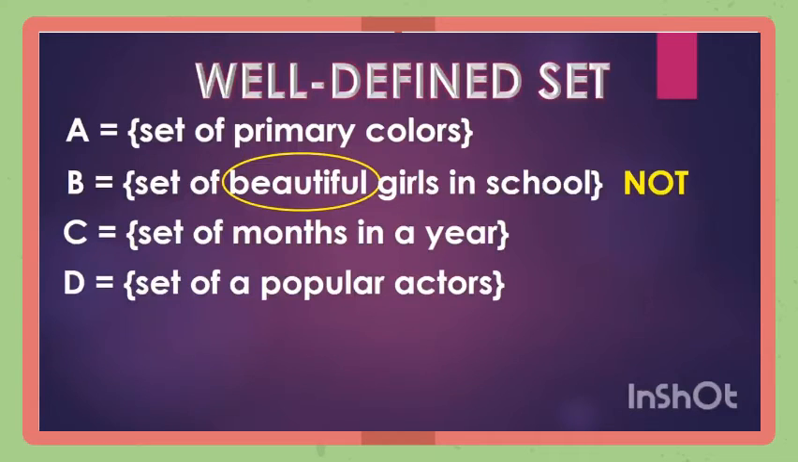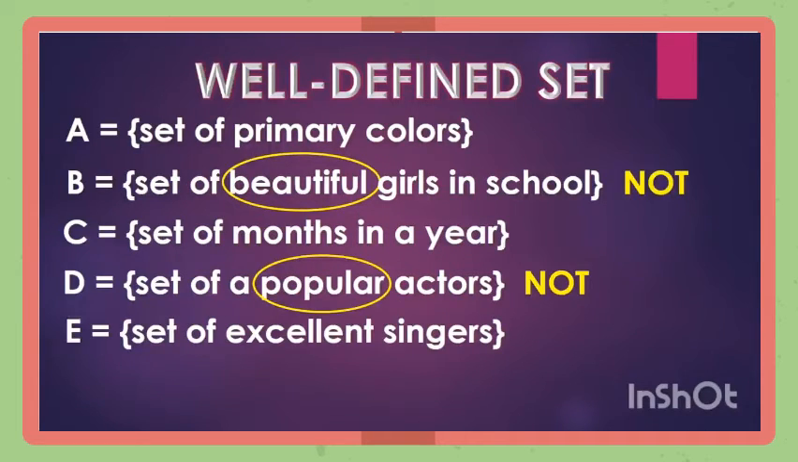Set D, set of popular actors. So, this is, again, not a well-defined set because of the word popular. Next, E, set of excellent singers. So this is also not well defined because of the word excellent. What if for me, siya ang magaling, gusto kong singer, siya ang magaling kumanta. Para sa'yo, hindi. So, that makes it not well defined.